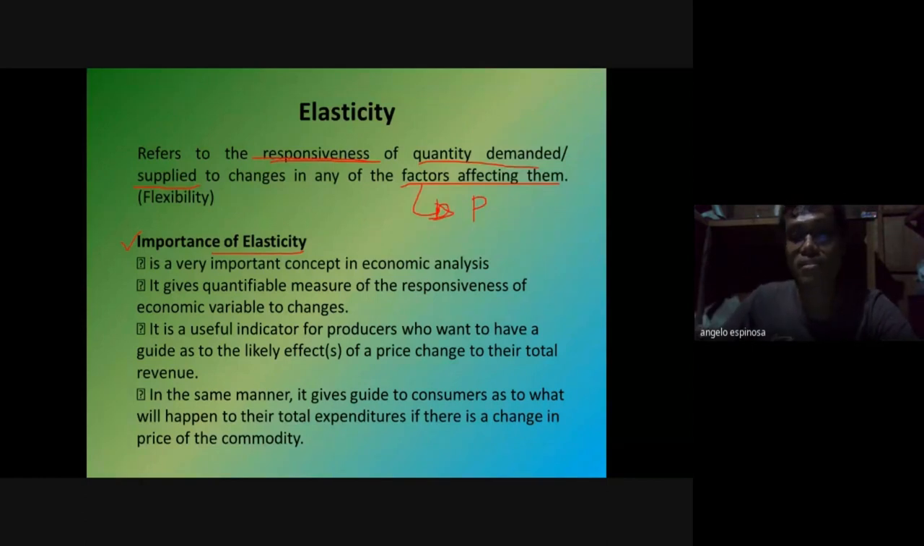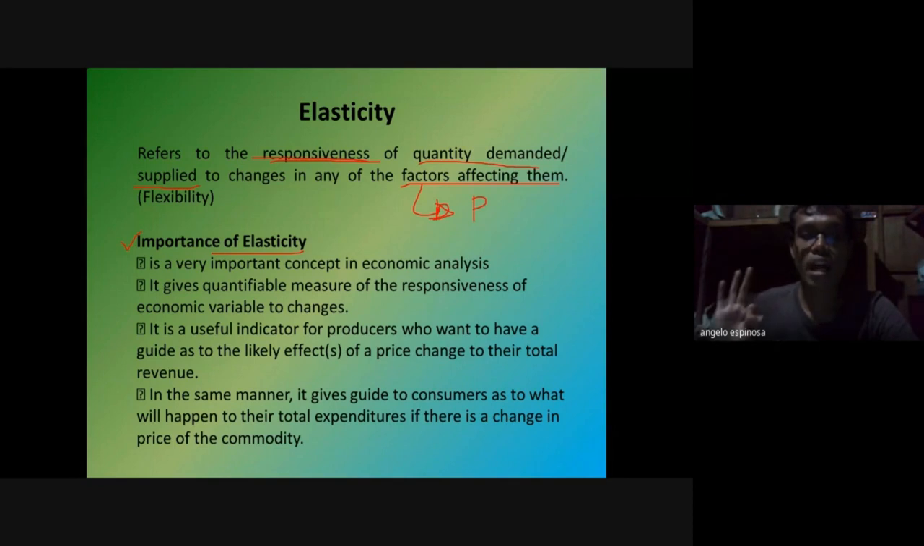Okay? So responsiveness doon. Example, if there is a slight increase in the price, so nagkakaroon ng responsiveness doon sa economic variable kung nagkakaroon ba ng loss sa economy, or nagkakaroon ba ng growth or development. So yun lang ang patutunguhan ng ating discussion.